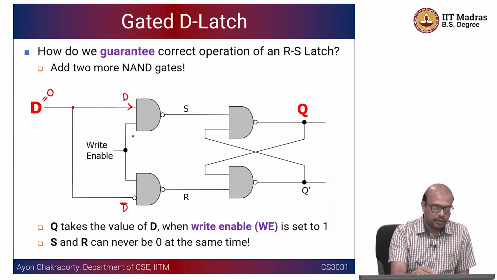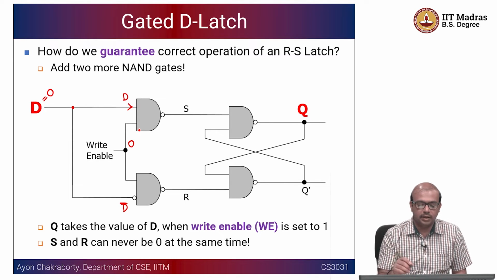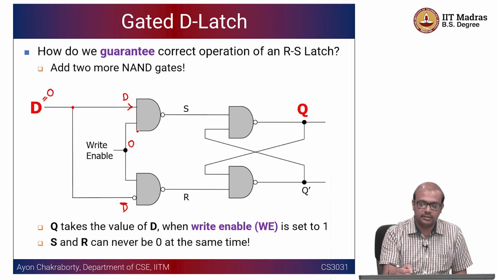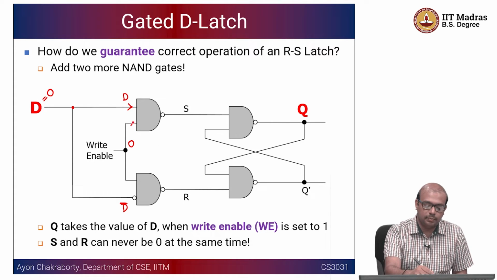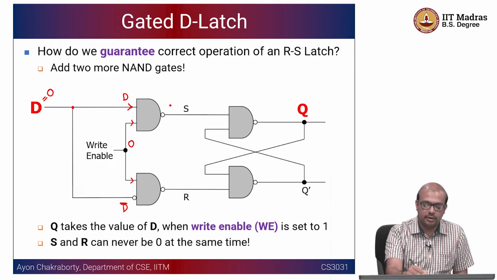Just to recall, if we put write enable equal to 0, just to make sure that you follow the transition properly. If write enable is equal to 0, what is the output going to be in the two NAND gates? Because one of the inputs is 0, the AND is going to result in a 0, and then the output is going to be a 1 and 1, right?